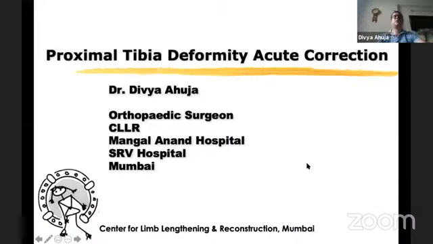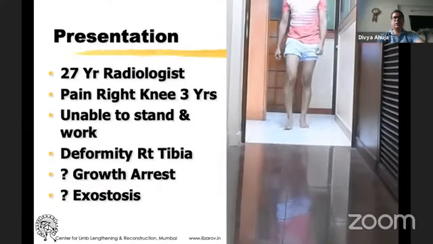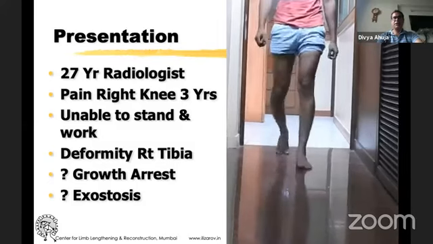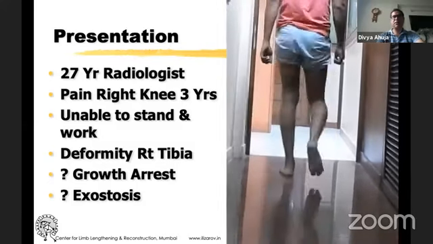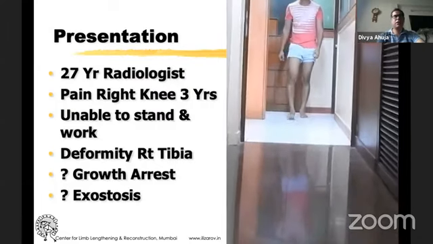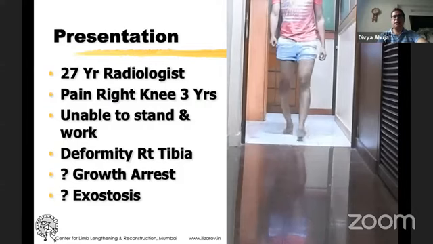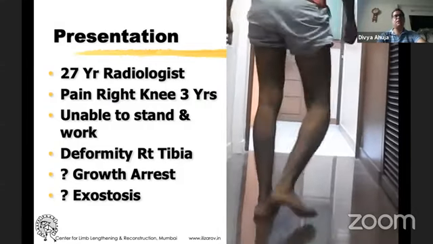Good morning, everyone. We'll be talking now about a proximal tibia deformity, which was corrected acutely. This is a 27-year-old radiologist who presents with pain in the knee for about 3 years. He's finding it difficult to stand and work, especially doing ultrasounds. So he wanted some correction for that tibia deformity.